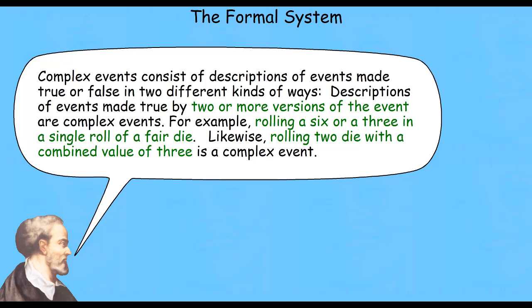Likewise, rolling 2 dice with a combined value of 3 is a complex event because there's more than one way to do that. You could roll a 1 and a 2, or you could roll a 2 and a 1. And we'll pick this up and continue talking about the formal system in the next module.